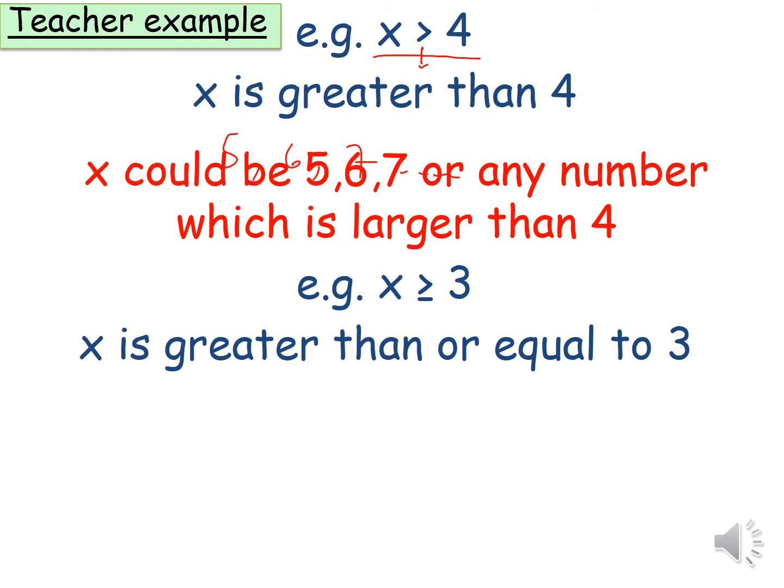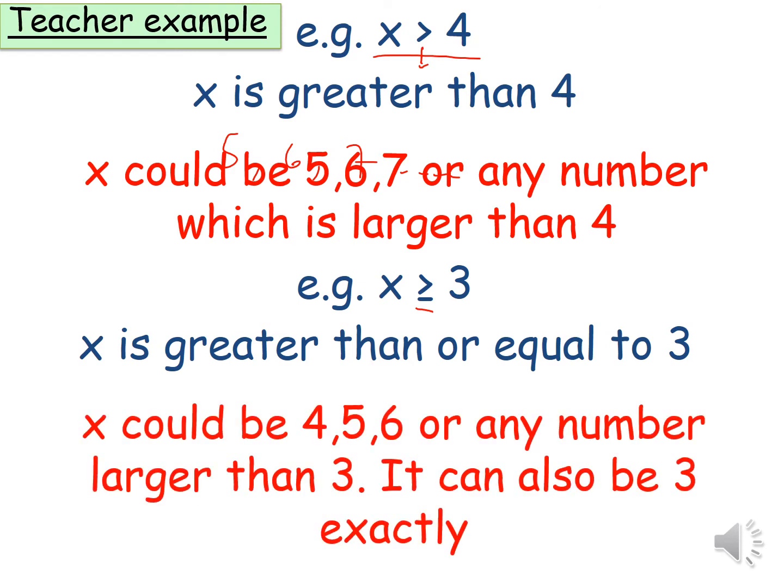Next one, x is greater than or equal to 3. So what does that mean? It means x can be 3 as well, because it's greater than or equal to, and because it's greater than, we can just carry on going. So it could be 3, 4, 5, 6, and so on. So x can be any number which is equal to 3 and then above it.